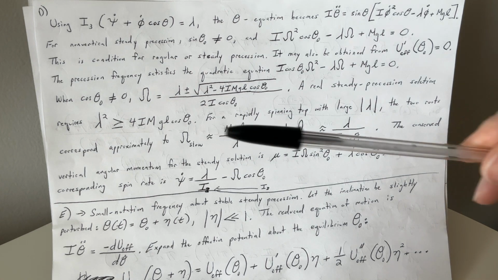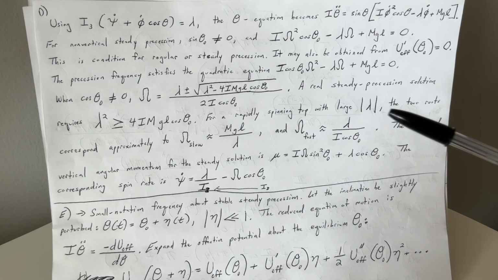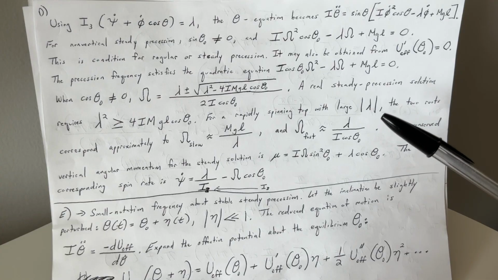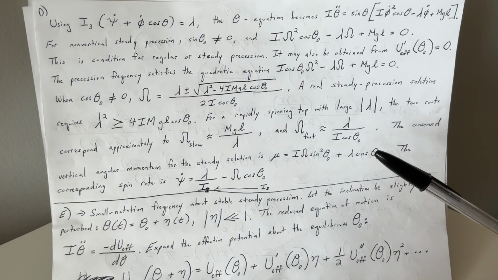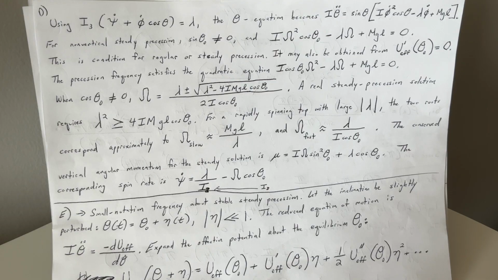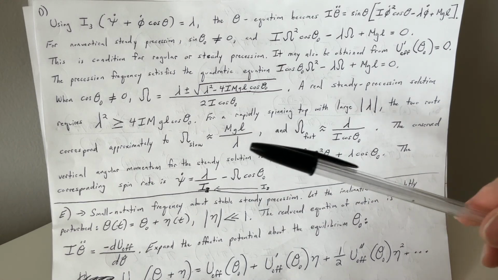So for a rapidly spinning top with large magnitude lambda, the two roots correspond approximately to the following. Omega sub slow is approximately mgl over lambda.